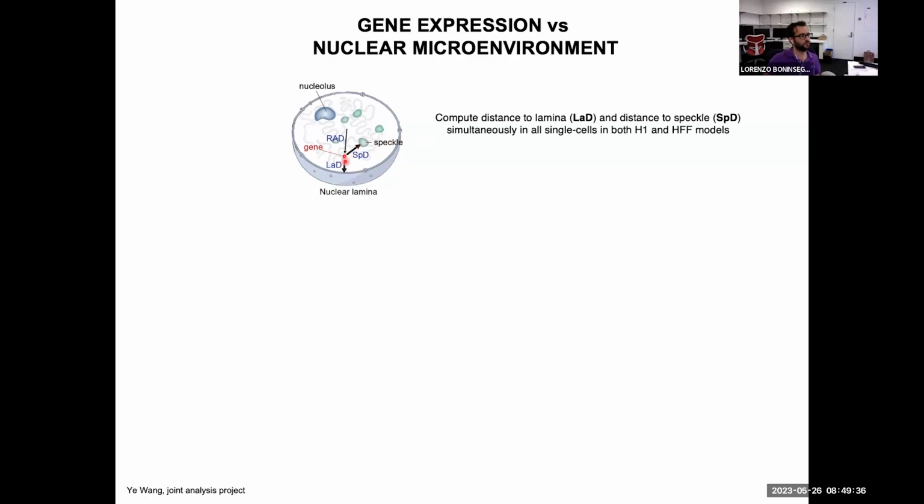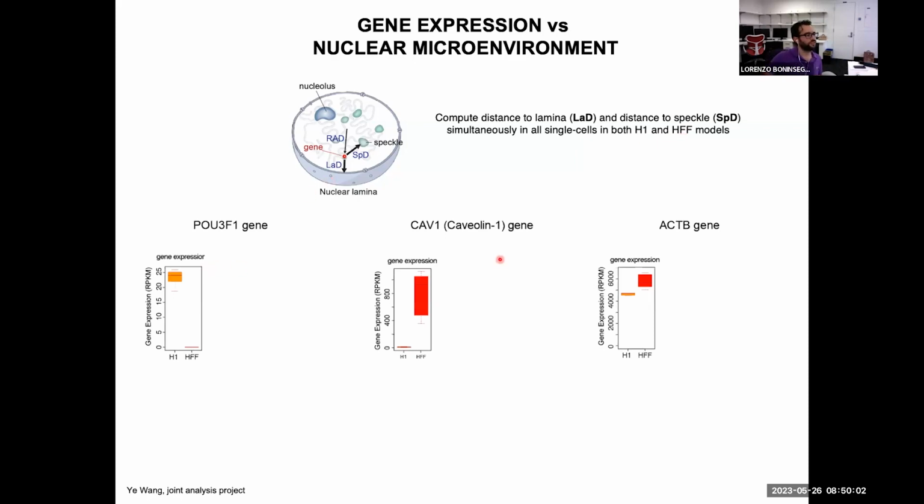And here specifically, we are focusing on the distance to the lamina and the distance to the speckle for a given gene. We focused on 3 different genes that are involved in skin development, and we studied the microenvironment of those genes in both H1 and HFF cell line population models. These 3 genes have different expression levels, as you can see here, in H1 and HFF. Here it is downregulated in HFF, upregulated in HFF, and they have a very similar gene expression pattern here.